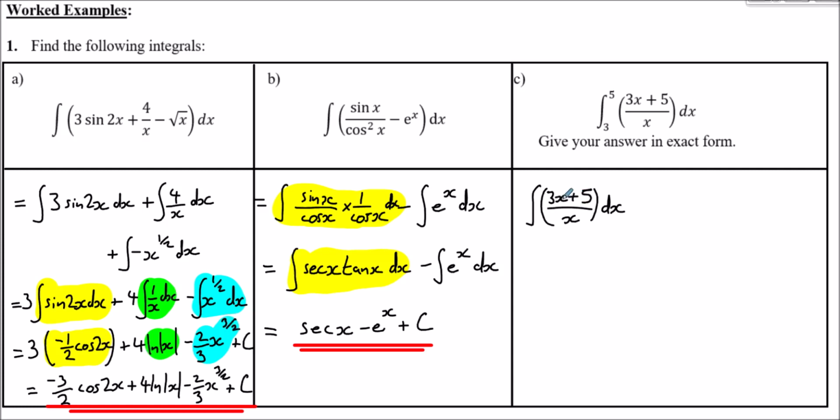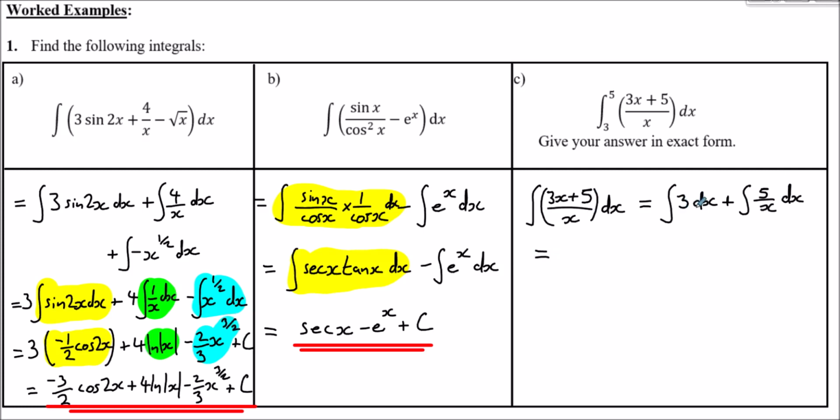So I can rewrite this as 3x over x, which is just going to be 3. And this one here, I can split into plus 5 over x, with respect to x. If you're not sure why we've got the 3 form, that's because 3x over x is 3, and then plus 5 over x, I have 5 over x like so.